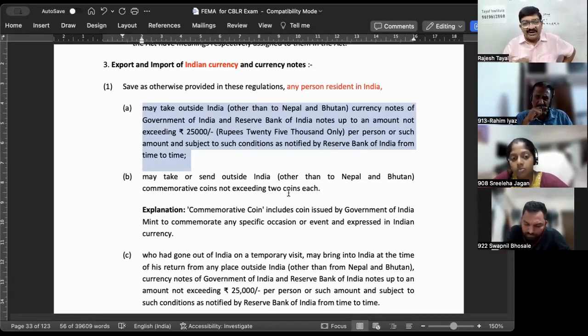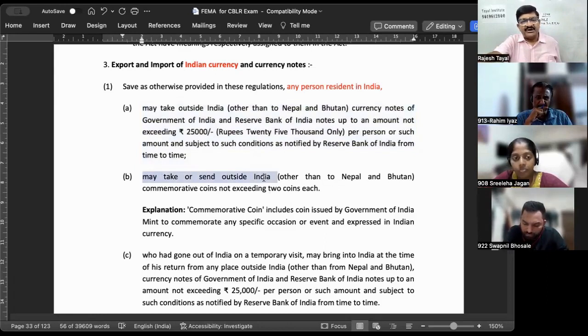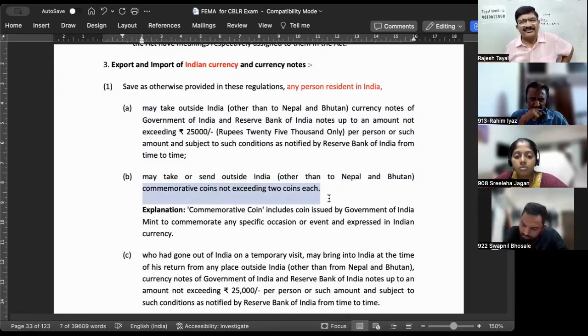And denomination of the currency is also not mentioned therein. So any denomination. But the total aggregate value of the Indian currency shall not exceed 25,000 rupees. Right? Then, may take or send outside India other than Nepal, Bhutan commemorative coins not exceeding 2 coins each. Which coins we are talking about? Indian coins. Special coins which are issued on special occasions. Not every coin.